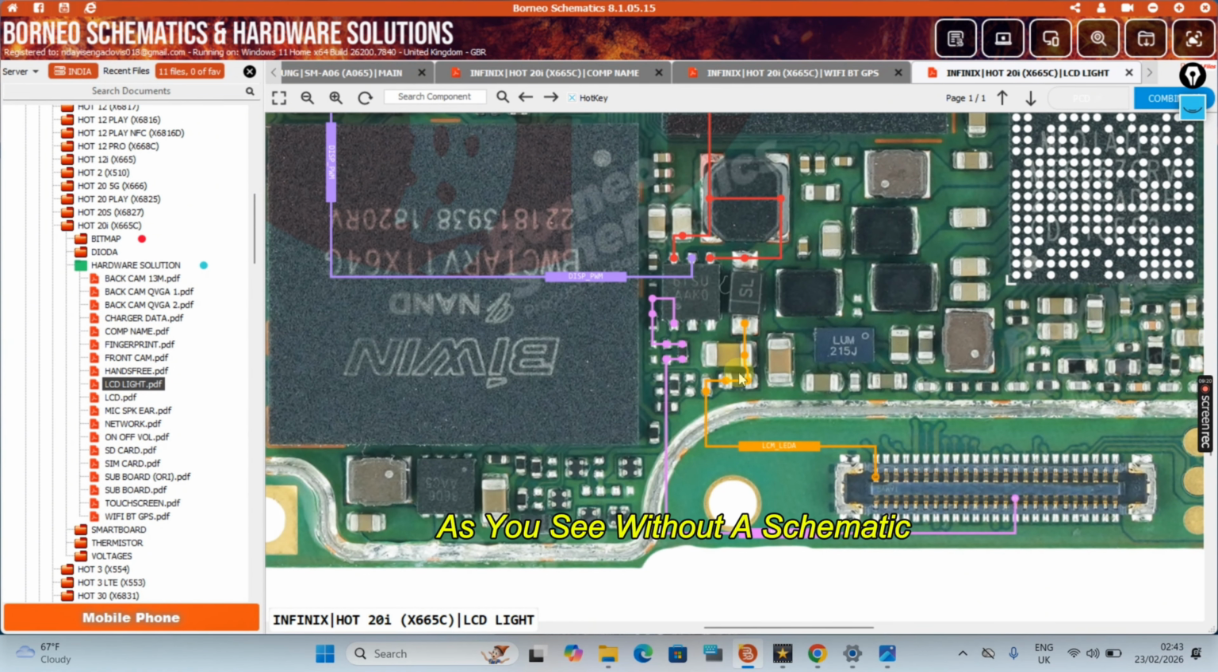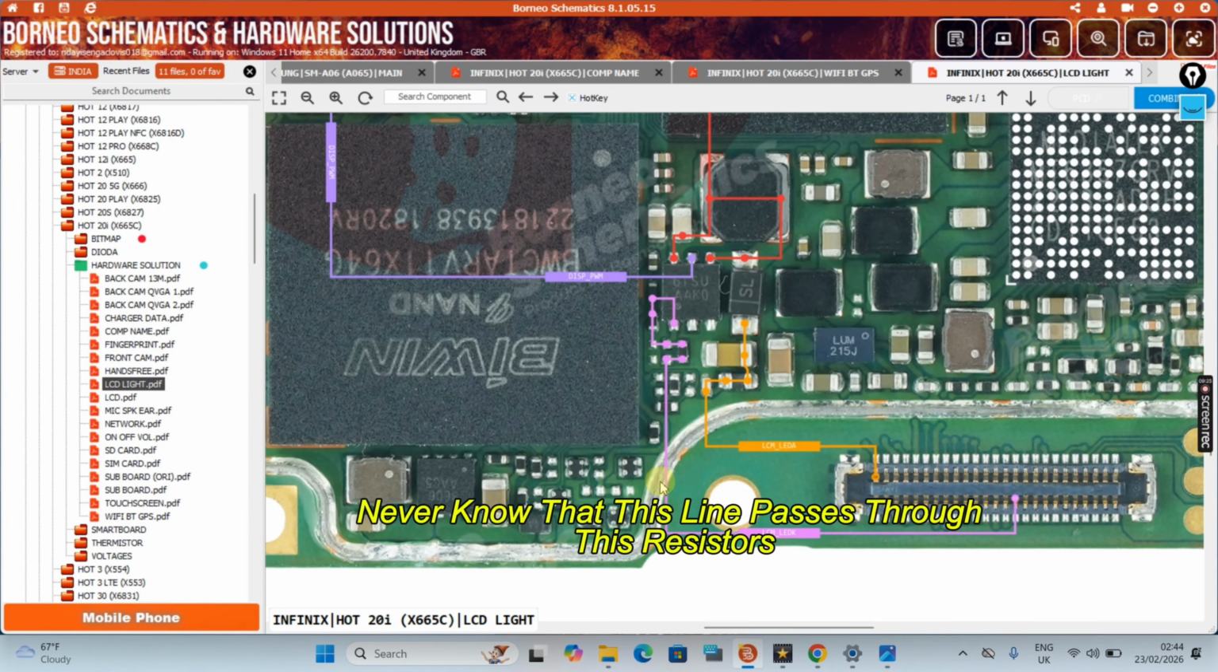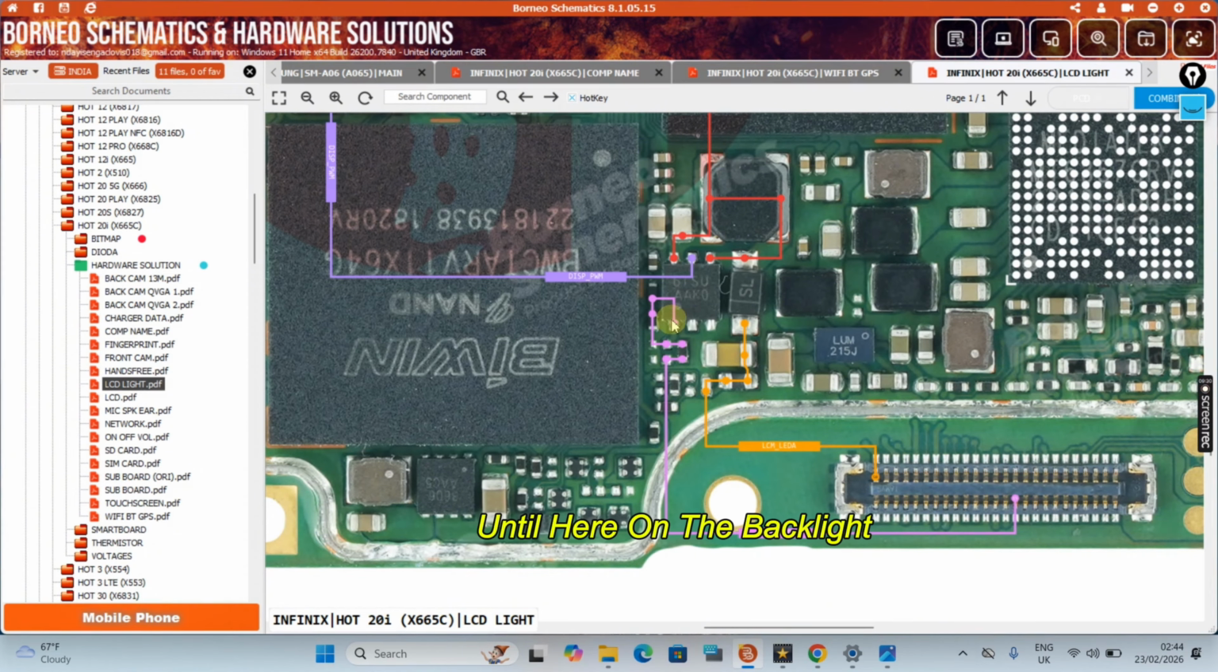As you see, without a schematic you will never know that this line passes through these resistors until here on the backlight IC. This is the backlight IC, this is the coil, this is the diode, and this is a capacitor. This is a coil. And some mobile phone repairers do not know how to differentiate these components.